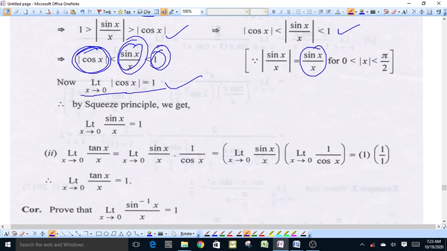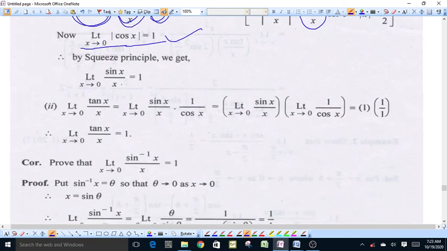Similarly, the limit of tan x upon x can be written as the limit of sin x upon x into 1 by cos x. The limit of this sin x upon x is equal to 1, and also the limit of 1 by cos x as x approaches 0 comes out to be 1. Therefore, the limit of tan x upon x as x approaches 0 is equal to 1.